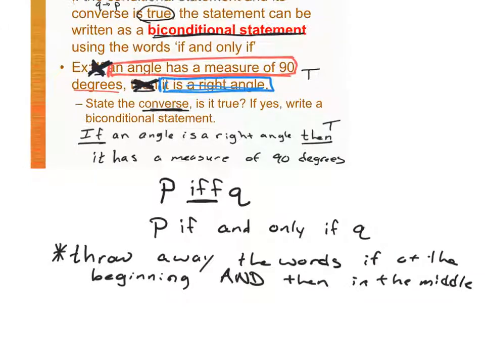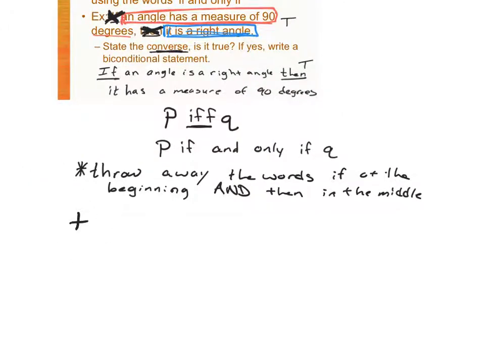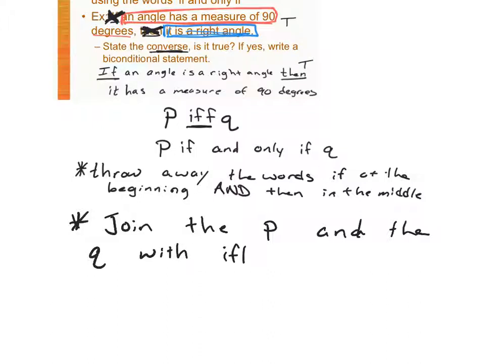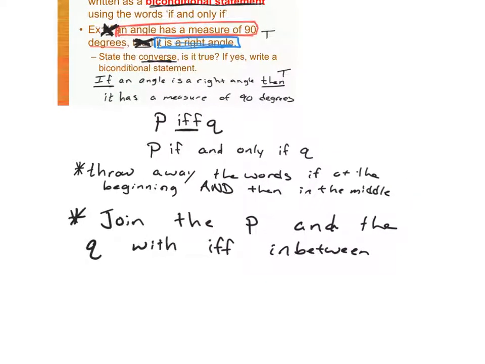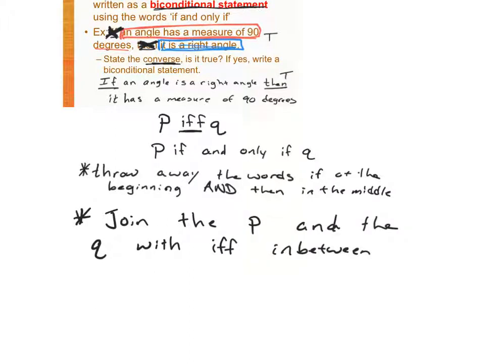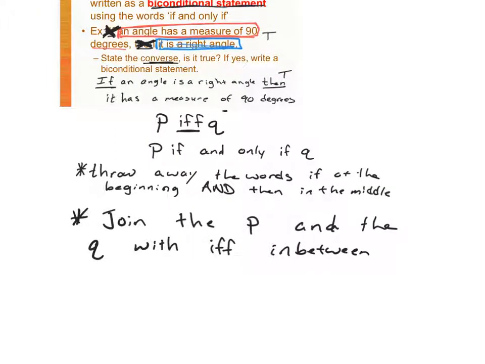What I'm going to do is join the P and the Q with IFF in between, and we'll see what that looks like. So I need to start with the P part. I'm going to do whatever the P is, then write IFF, and then write whatever the Q is.